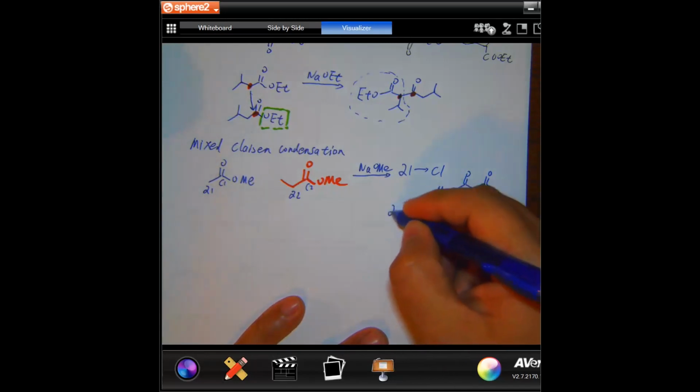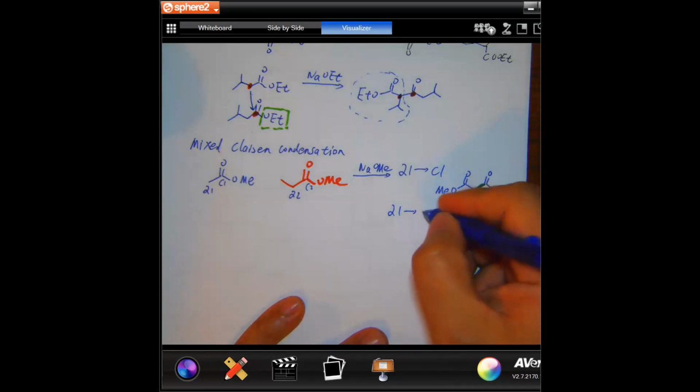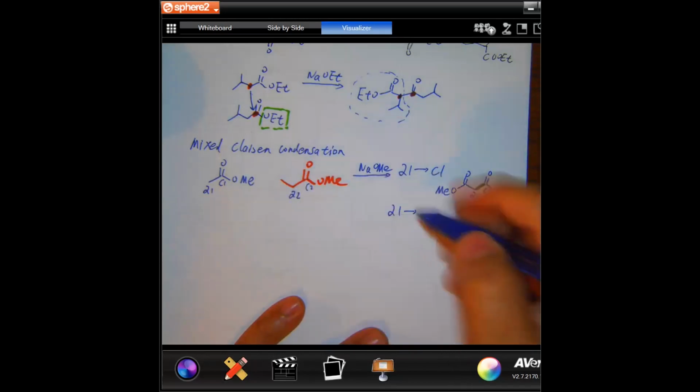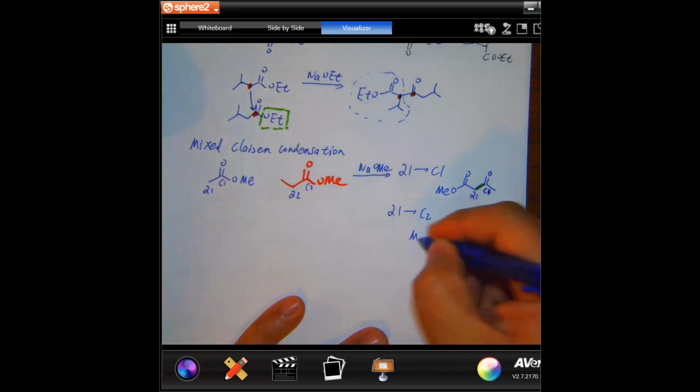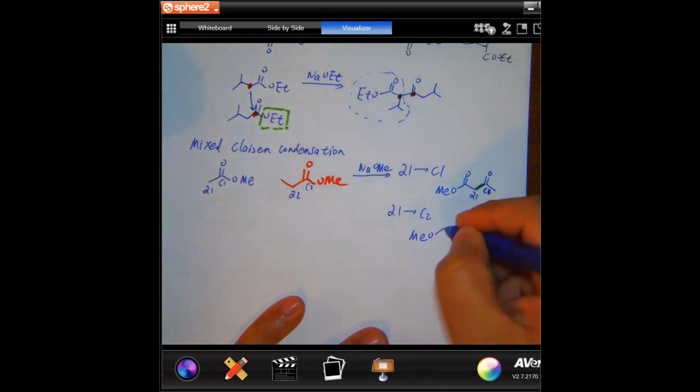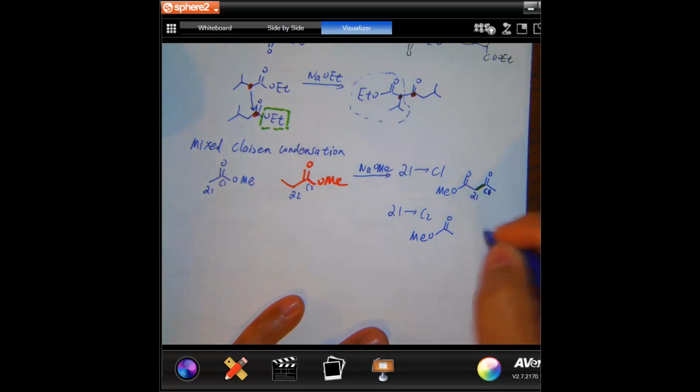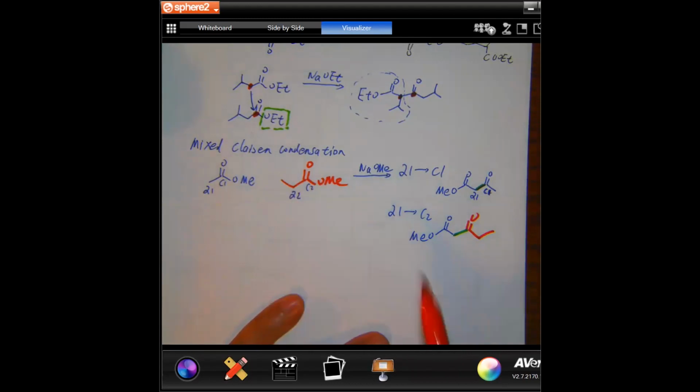Alpha carbon 1 can also attack the second ester, C2. This time I also draw the product. This part comes from the second ester.